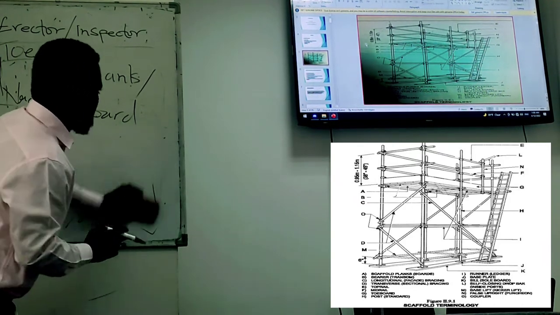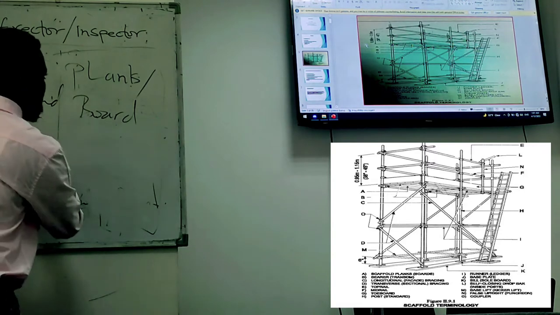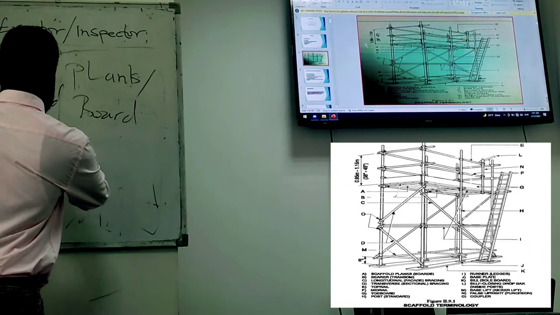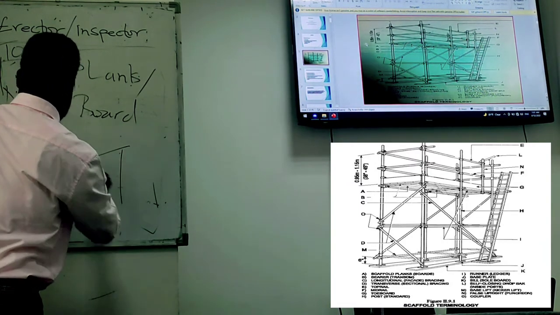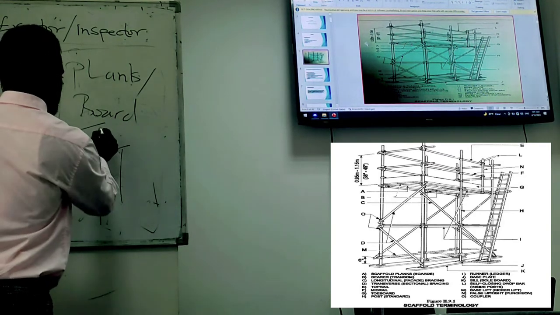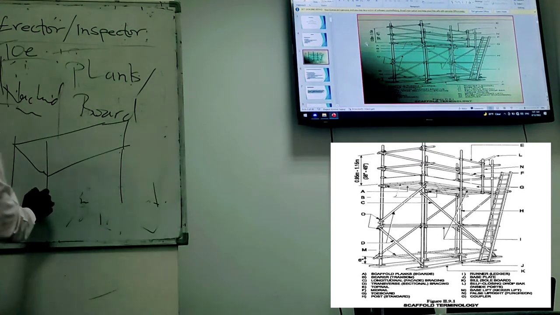Transom. Transom. Transgender, LGBT. Transgender, Malay. I'm a bad artist, okay?